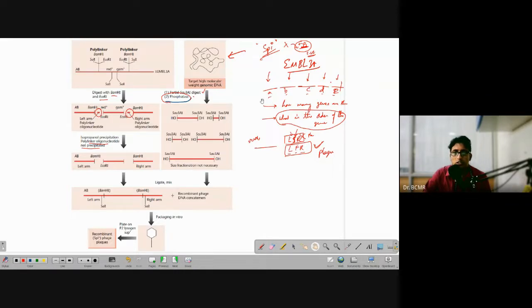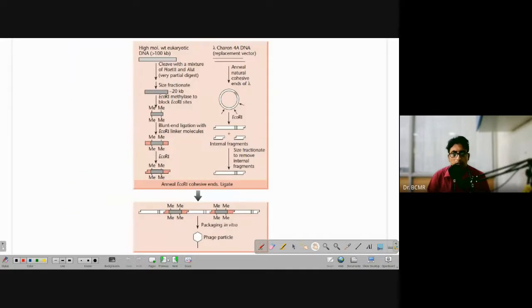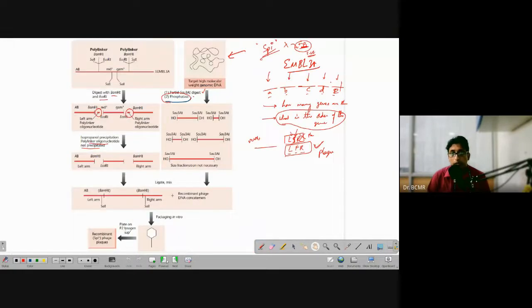Say each gene A is in one clone, B is in one, C is in one, how can we tell the order? We cannot actually tell the order of it. Let me see if we have another one. I will come to that.